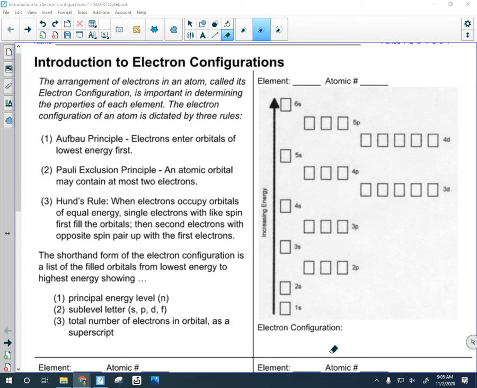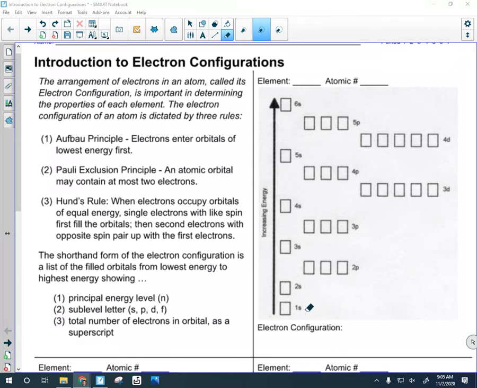All right, so what we're going to try to do, again, is tie together what's going on in the game to this sheet, which gives us an introduction to electron configurations and our three rules. So rule number one, electrons enter orbitals of lowest energy first. The game kind of guides you through which orbital comes next. This diagram shows you that in a slightly different way.